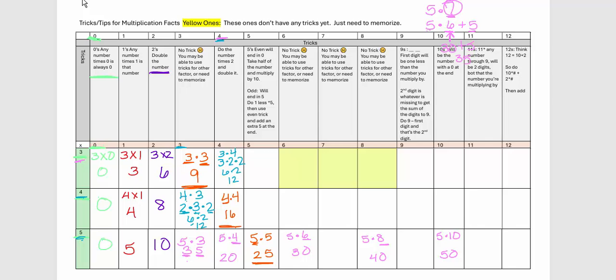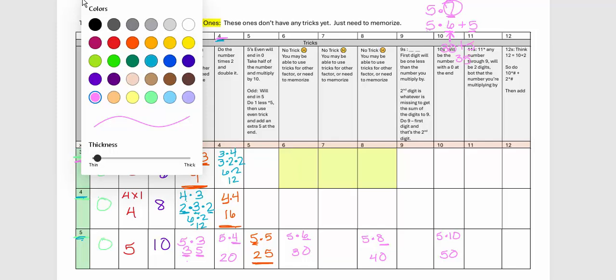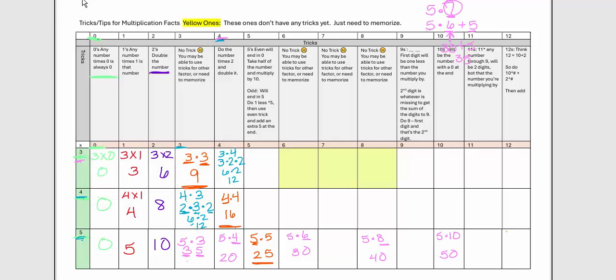So for this one, I'm going to teach you the 12s one. For 12, we're going to think of the 12 as the same as 10 plus 2. So what we can do is think of whatever number times 10 and then add it to that same number times 2.